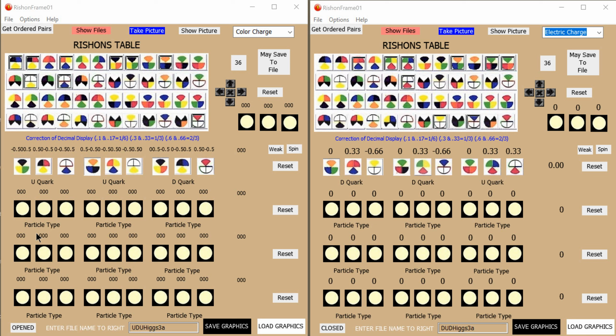And so in the next videos we would demonstrate how the exchange of gluons in terms of these Rishon elements is consistent with the standard model.